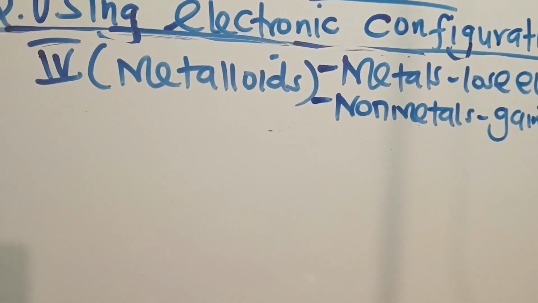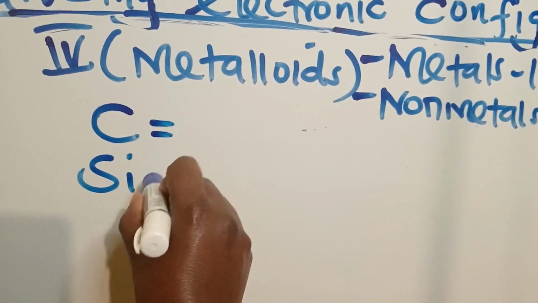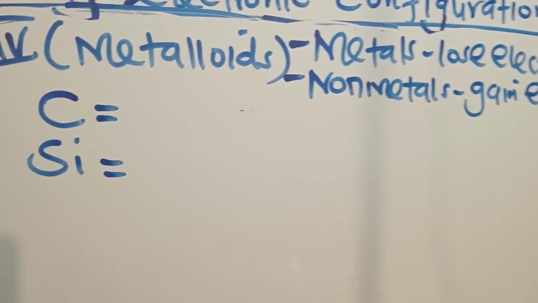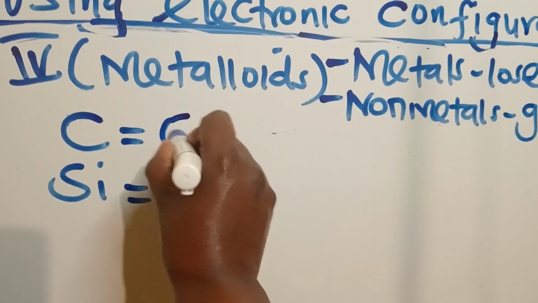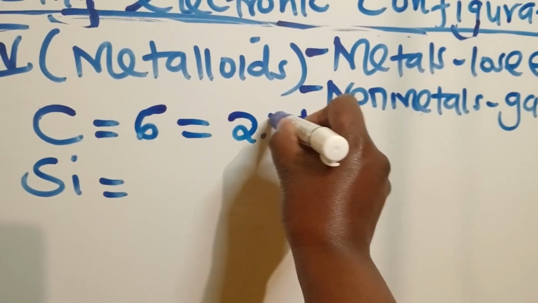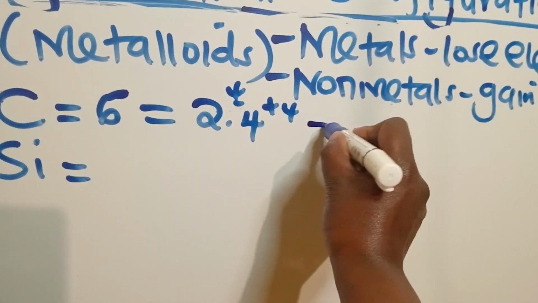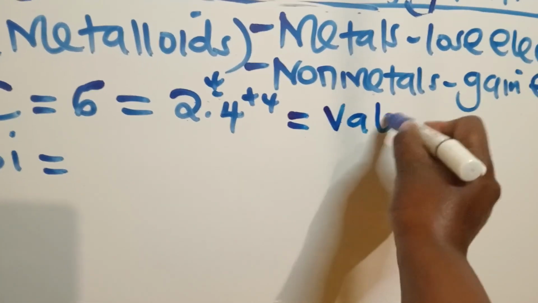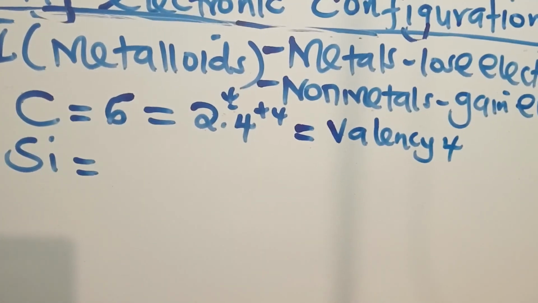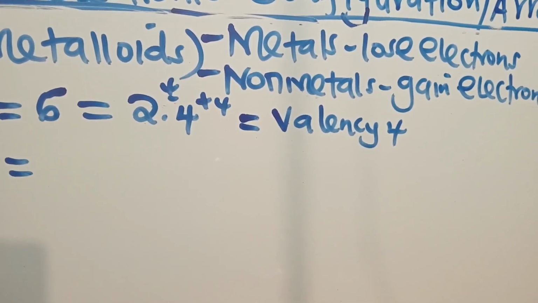For the first 20 elements, we have two metalloids, that is carbon and silicon, and they both can gain and also lose electrons. Carbon is atomic number 6, electronic arrangement of 2.4. It can gain 4 or lose 4 electrons from the outermost energy level, and by so doing, it has a valency of 4, and after it has gained and also lost, it acquires two types of ionic configurations.